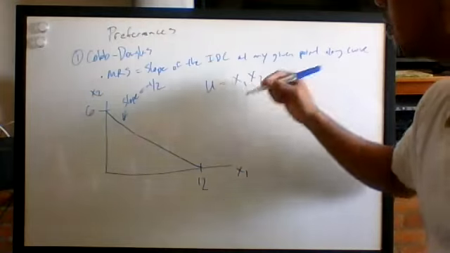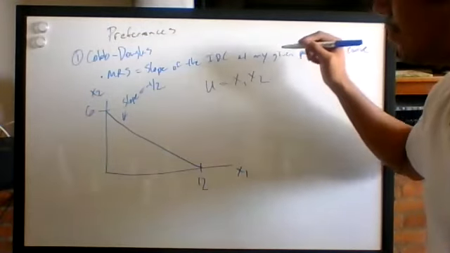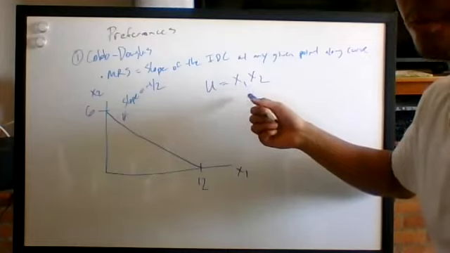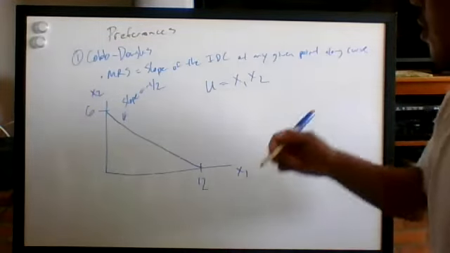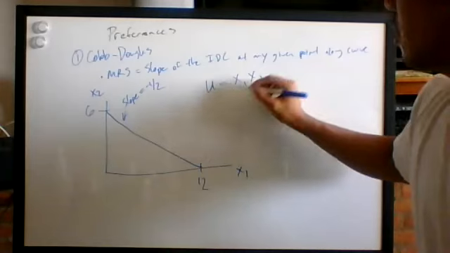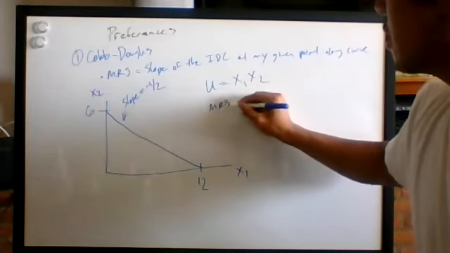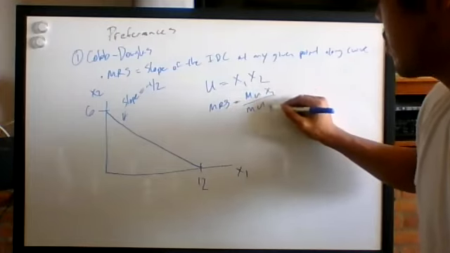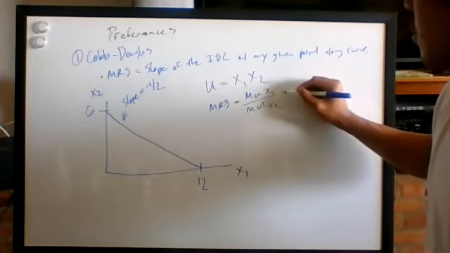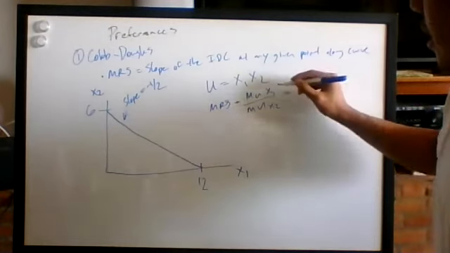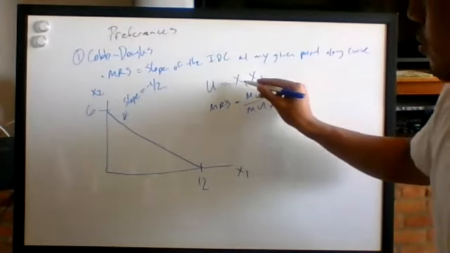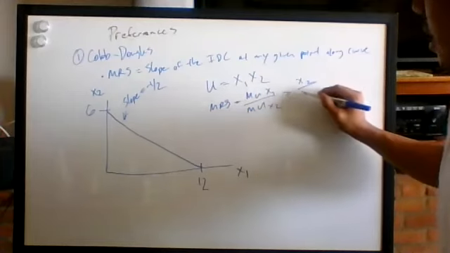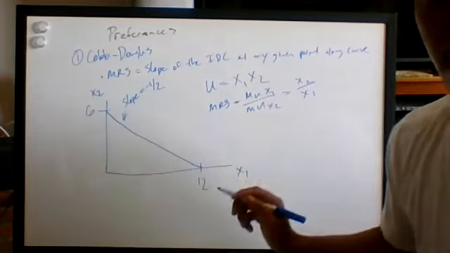And so while I have you guys here, I want to give you guys a quick shortcut as to how to find your MRS very easily, right? So typically you think about MRS equals marginal utility of good 1 over marginal utility of good 2. And so in this case, it's actually really easy to find your MRS. It's just the marginal utility of good 1, which is just x2, over the marginal utility of good 2, which is just x1. And so this is your MRS, right?